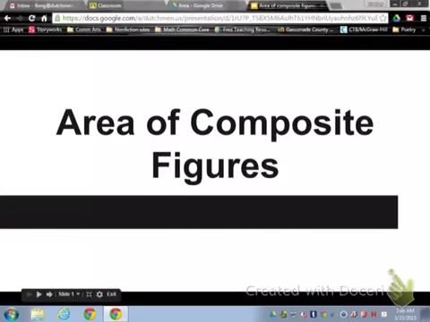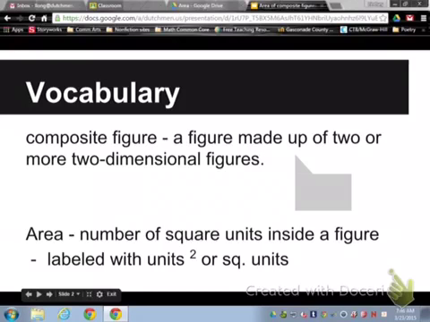Last week we worked on finding the area of figures. This week we're going to take those figures and combine them together to figure out area of composite figures. So, once again, a composite figure is a figure made up of two or more dimensional figures. If we look at this gray figure here, we can see that it is basically just a rectangle with a triangle on top. Just a quick reminder, area is the number of square units inside a figure.